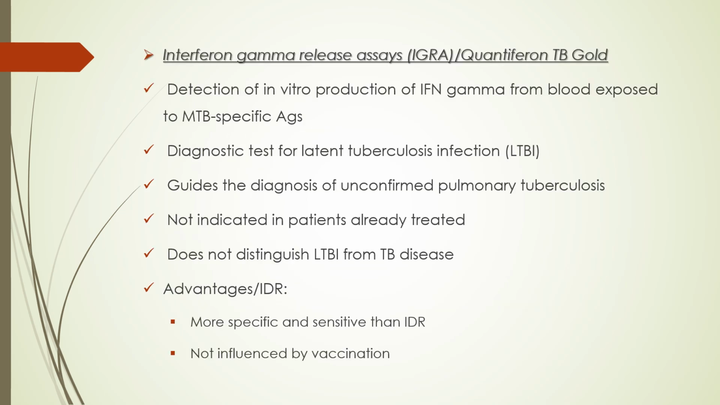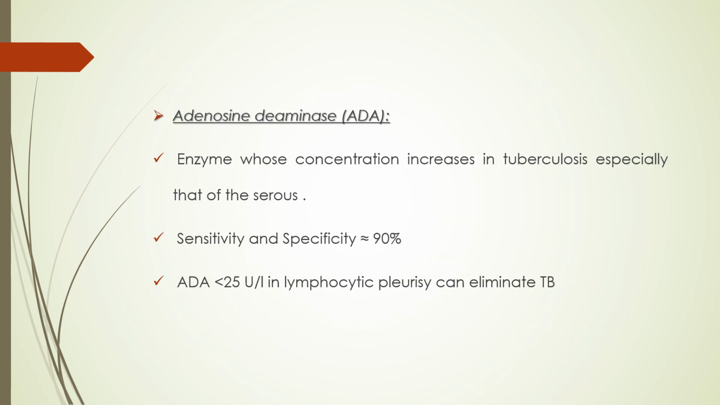The other immunological test is what we call interferon gamma release assay, the IGRA or QuantiFERON TB Gold. It's the same context. We are looking for the interferon gamma in the blood of TB specific antigens. It allows us to diagnose latent tuberculosis infection and it's a guide to confirm pulmonary tuberculosis. It is not indicated in patients already treated because it will be positive, and it does not distinguish between the infection and the TB disease. Its advantages comparing to the TST, it is more specific and sensitive than it, and it's not influenced by the vaccination.